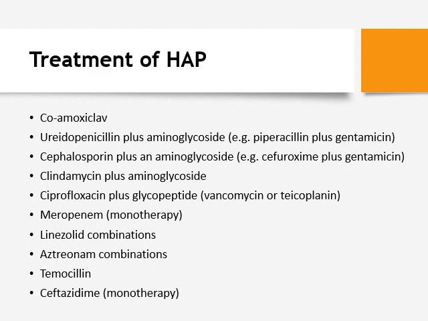We can also go for a cephalosporin plus an aminoglycoside, cefuroxime plus gentamicin. We can go for clindamycin plus aminoglycosides. We can go for ciprofloxacin plus a glycopeptide like vancomycin or teicoplanin. We can go for meropenem monotherapy, or linezolid, which is a broad spectrum antibiotic. We can also go for the combination of linezolid with other antibiotics. We can go for aztreonam combinations. We can go for ticarcillin, or we can go for ceftazidime monotherapy.